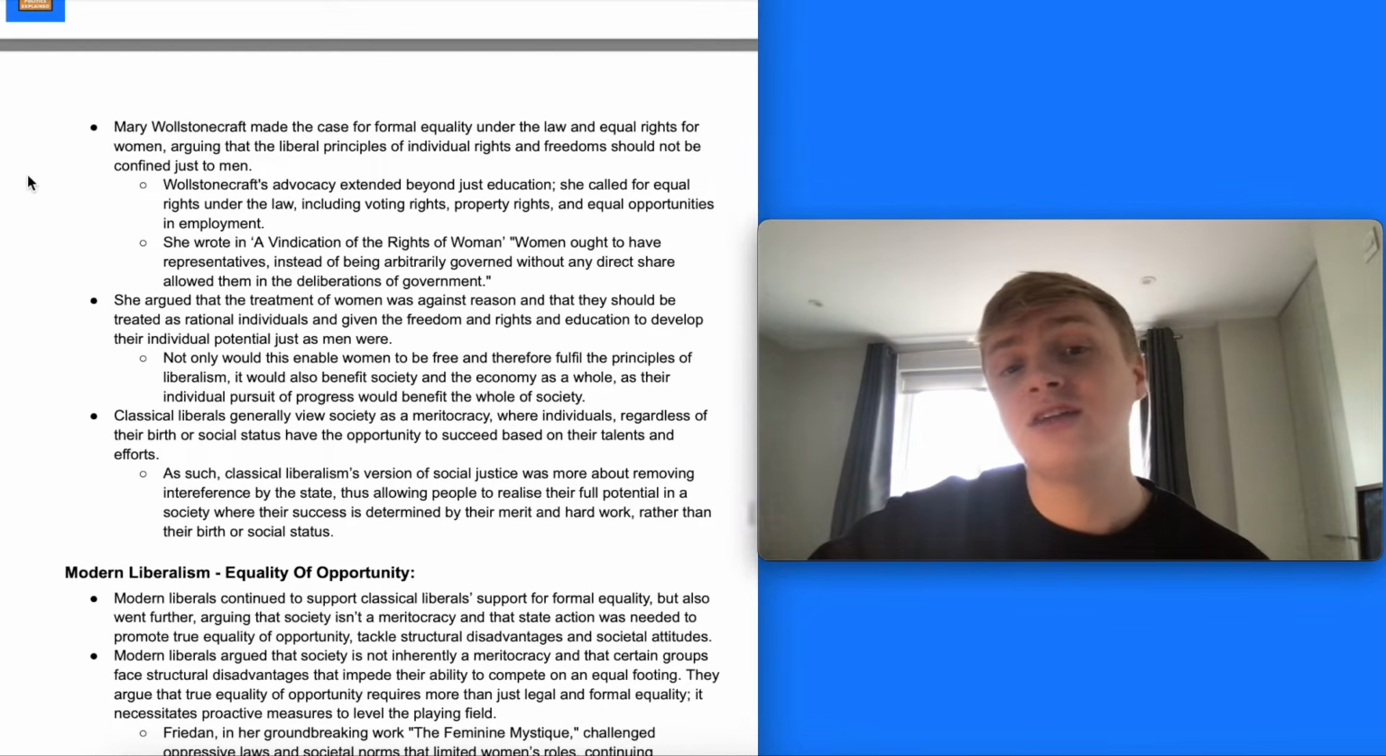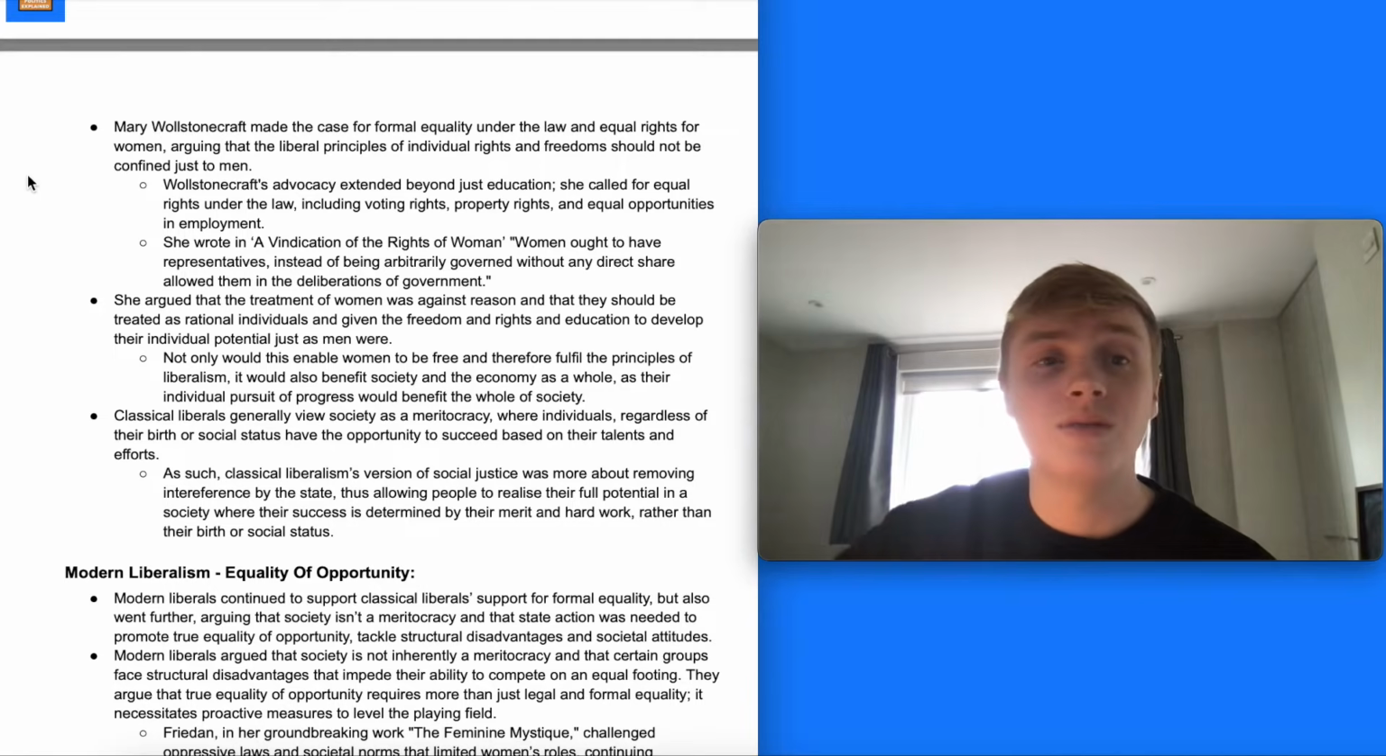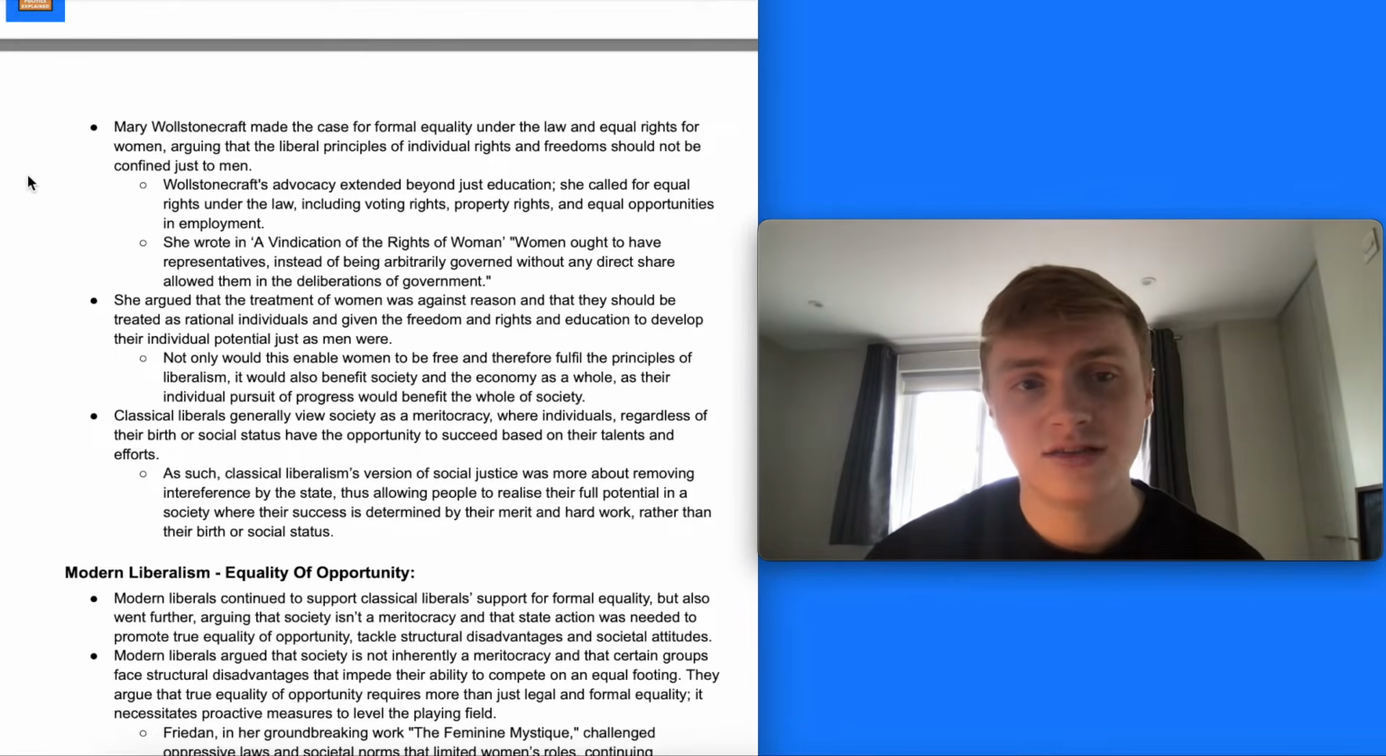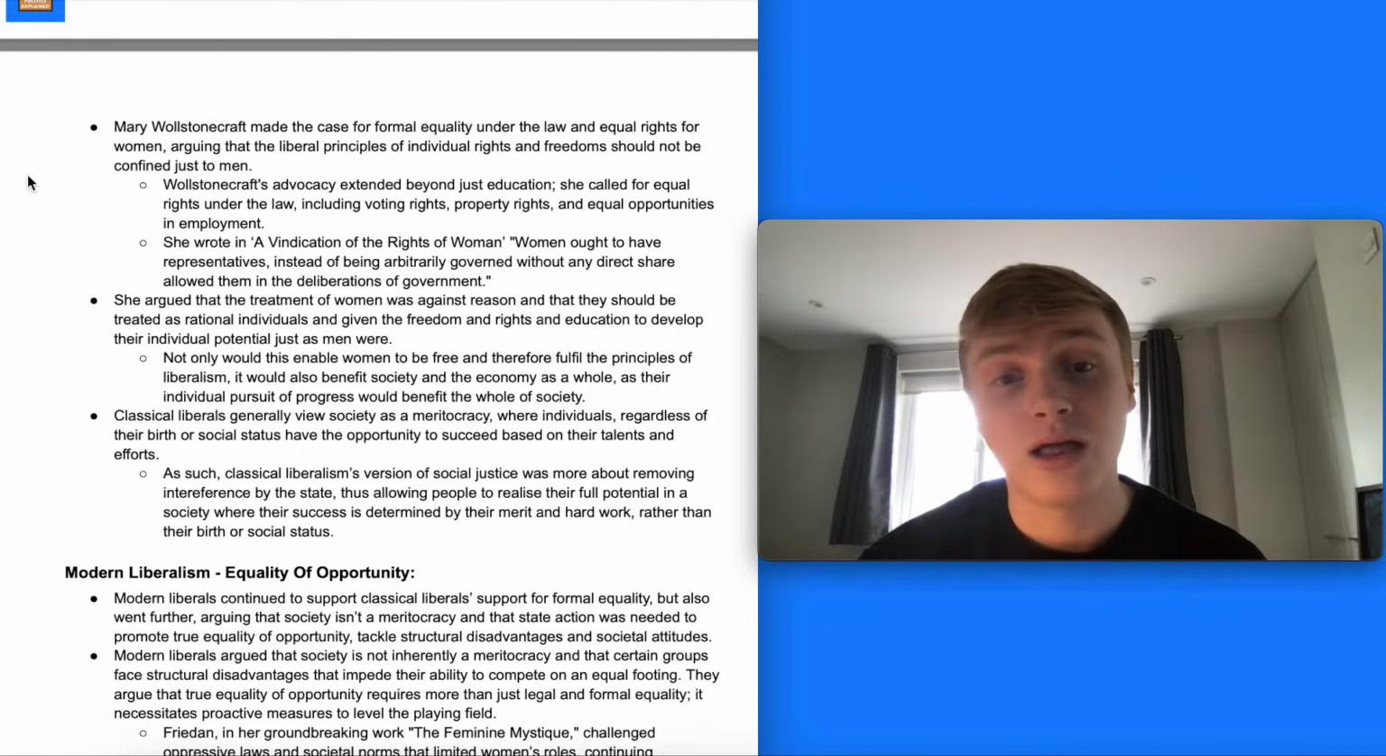So her advocacy extended beyond just education. She argued that women should have access to education, but she also called for equal rights under the law, including voting rights, property rights, and equal opportunities in employment. And she wrote in A Vindication of the Rights of Woman that women ought to have representatives, instead of being arbitrarily governed without any direct share allowed them in the deliberations of government.